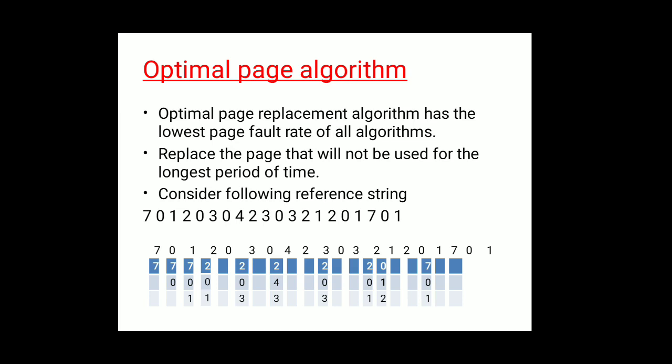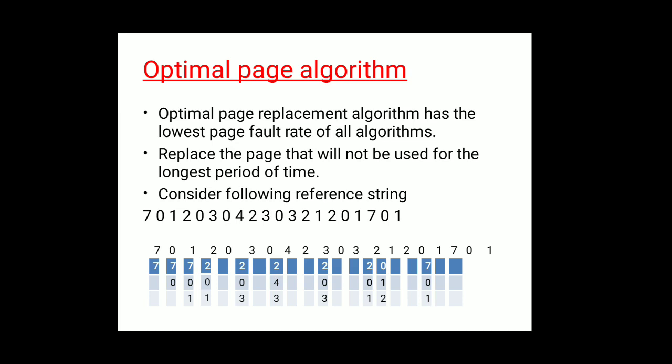Now coming to page number 0. Page number 0 is already available, that is 201. So 0 is already available in the main memory, so we don't have to get it from the main memory. This will be marked as a page hit.